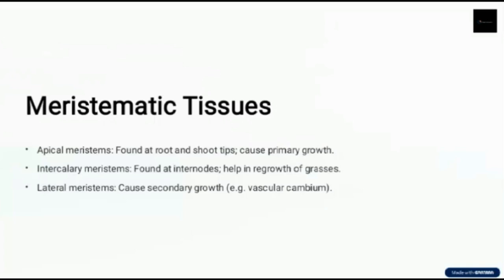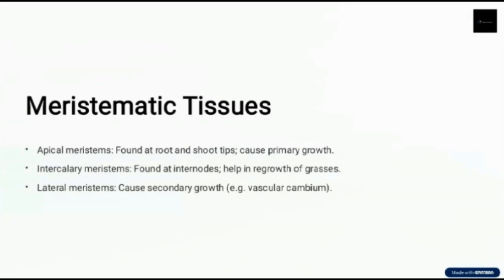They cause secondary growth. Excuse me, sir. You said intercalary meristems are found in the internode. Please, what is the function? They help, okay. Are you listening? Yes, sir.